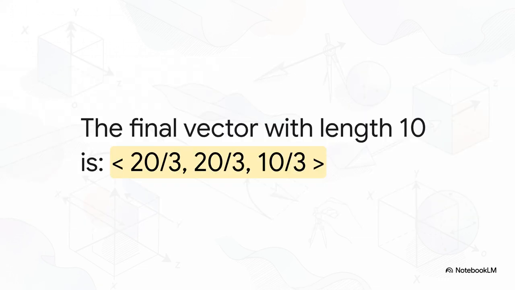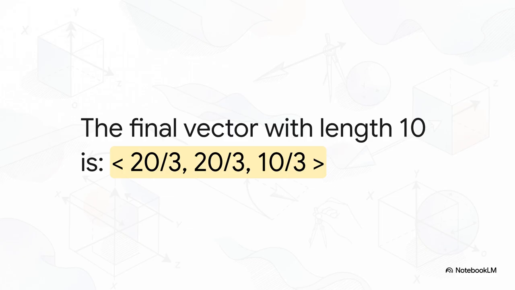Step 1, find the magnitude of v. We use a 3D version of the Pythagorean theorem. So we square each component, add them up, and take the square root. That's the square root of 2 squared plus 2 squared plus 1 squared. So 4 plus 4 plus 1, that's 9. The square root of 9 is 3. So the current length of our vector is 3.